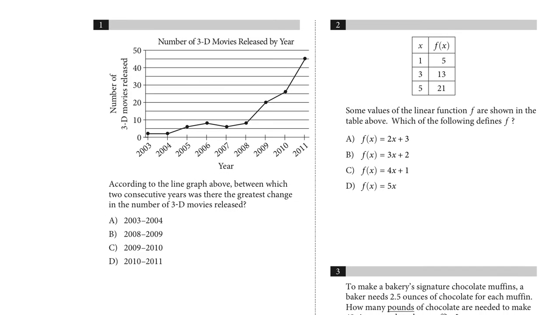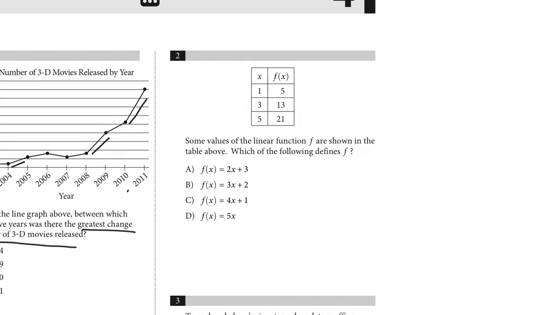Okay, let's see what this question is asking us. Number of 3D movies released by year, the year and the number of movies. According to the line graph above, in which two consecutive years was the greatest change in the number of 3D movies? So we need to guess which has the highest slope. This is not that steep, this is not that steep, this is the most steep. So we have 2010 and 2011.